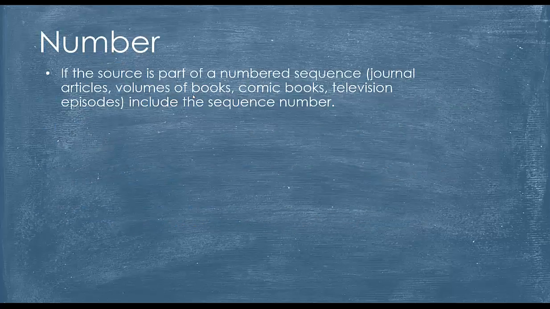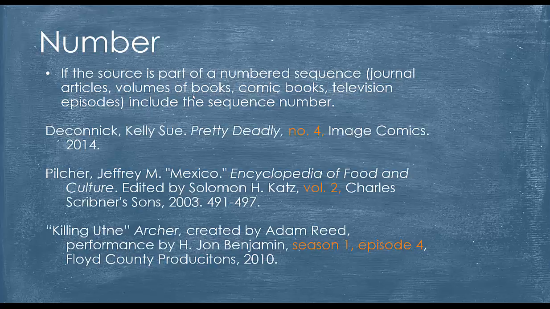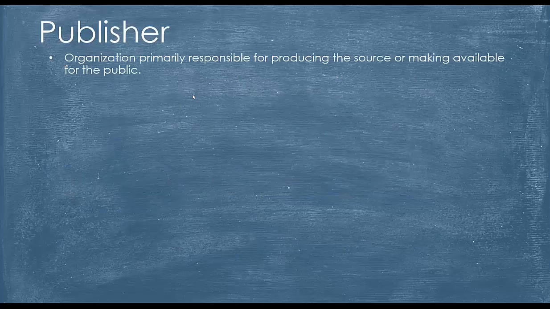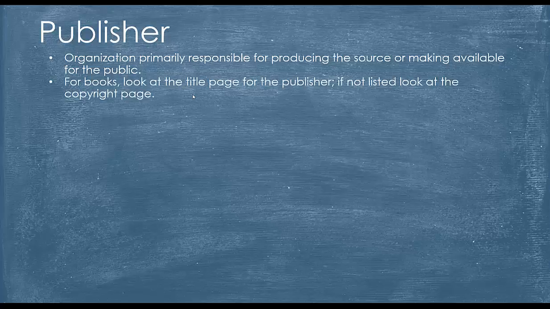Now, you may need to include a sequence number. If the source is part of a numbered sequence, such as journal articles, volumes of books, comic books, television episodes, include the sequence number. Next, include the publisher. This is the organization primarily responsible for producing the source or making it available for the public. For books, look at the title page for the publisher. If it's not listed, look at the copyright page.